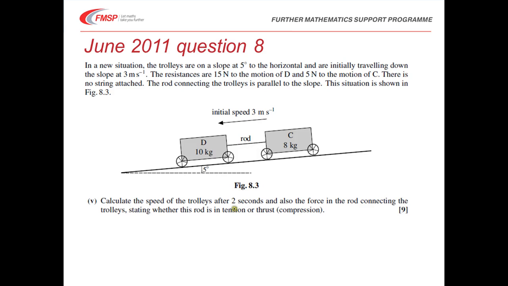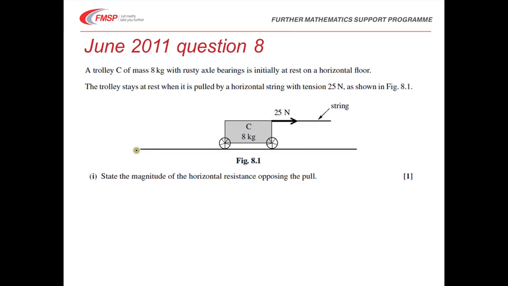We have to work out the speed of the trolleys after 2 seconds, and we also have to work out the force in the rod and state whether this is a tension or a thrust. 9 marks. So let's get started on the first part.